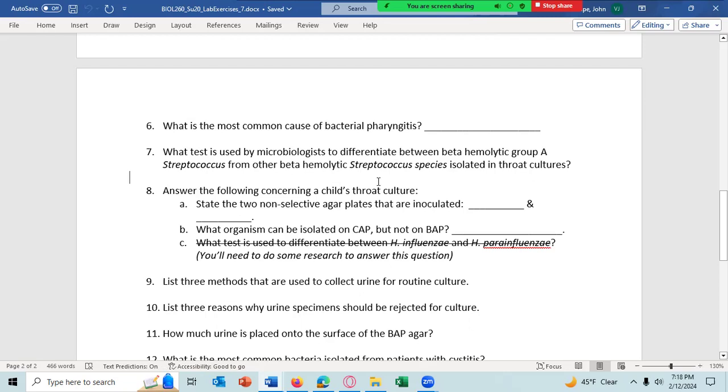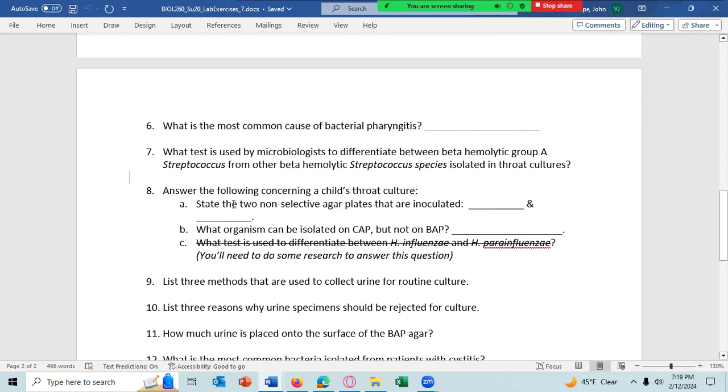7, what test is used by microbiologists to differentiate between beta hemolytic group A streptococcus and other beta hemolytic streptococcus species isolated in the throat? Remember, group A streptococcus is Streptococcus pyogenes. How do we separate Streptococcus pyogenes from other members of the Streptococcus family? And there's one test. Okay.